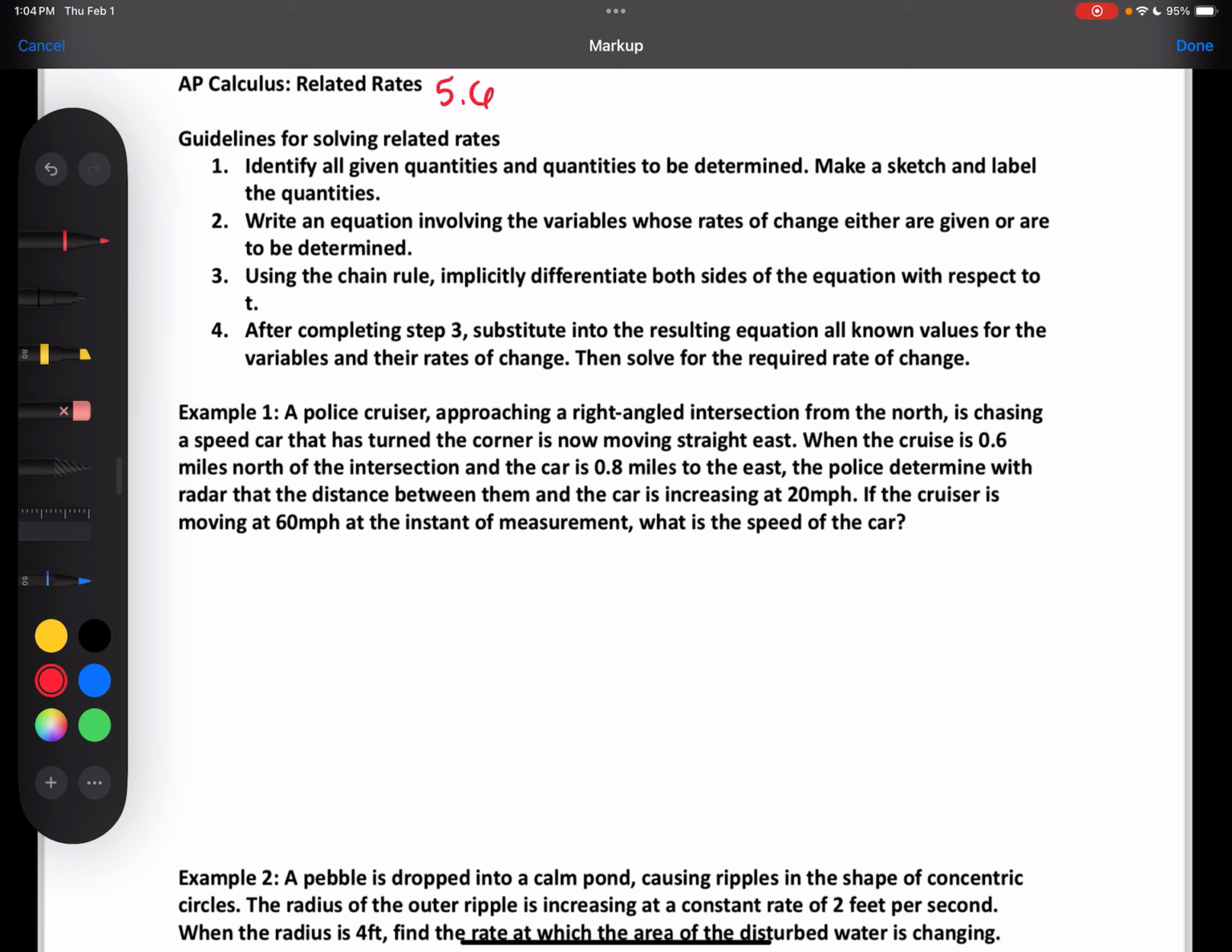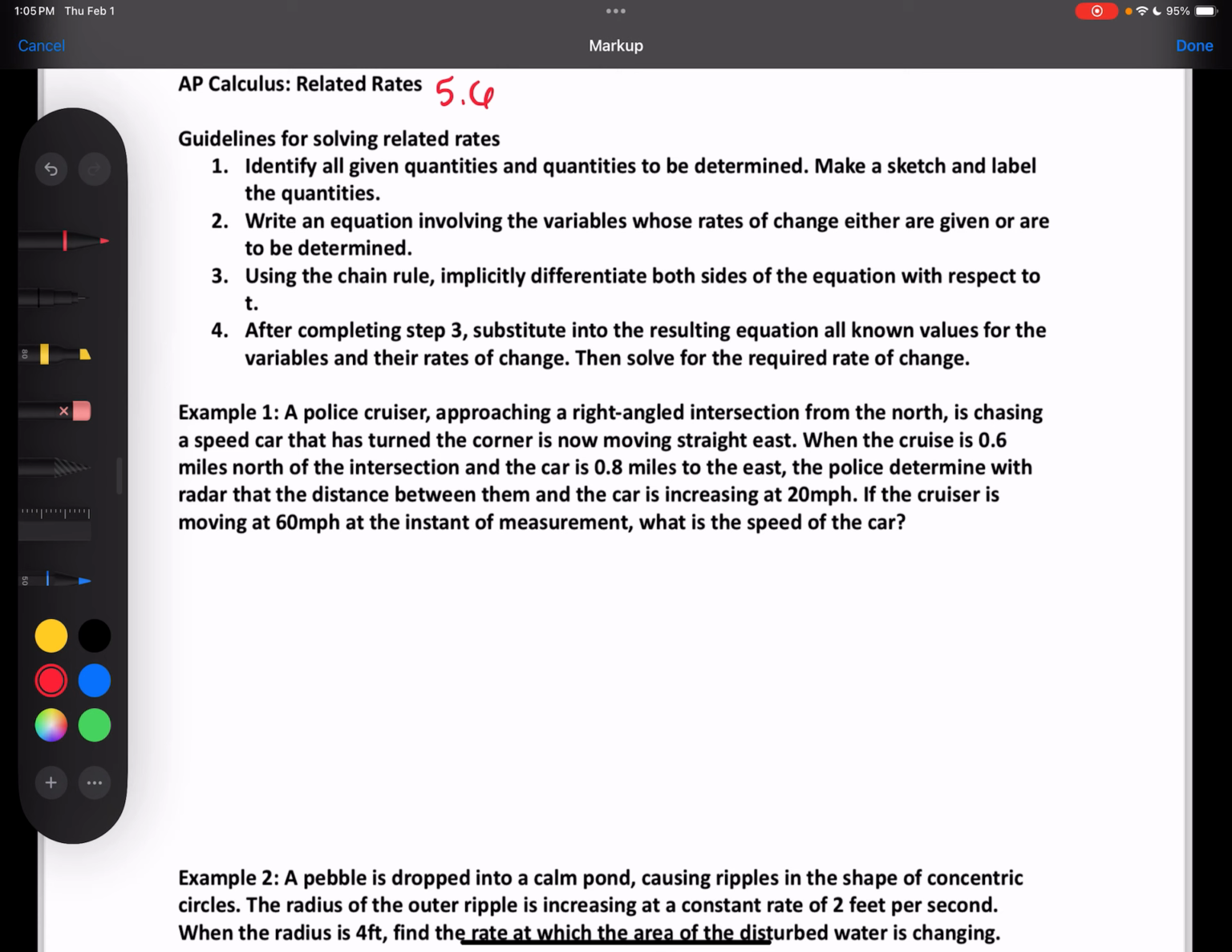And then use the chain rule to implicitly differentiate. You won't always have to necessarily use the chain rule, but a lot of times it does end up happening. Implicitly differentiate both sides of the equation with respect to t. With related rates, everything is with respect to time, like miles per hour, feet per second, things like that. After completing step 3, substitute into the resulting equation all known values for the variables and their rates of change and solve for the required rate of change. So whatever is missing, basically.